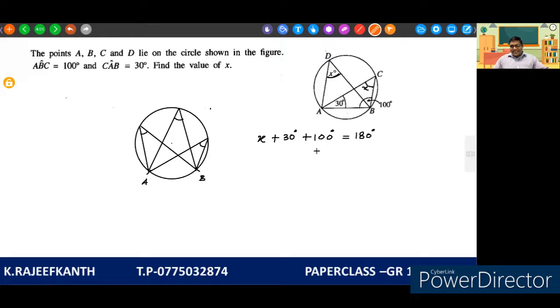Sum of interior angles of a triangle is 180 degrees. Then X plus 130 degrees is equal to 180 degrees. Then X is equal to 180 minus 130, that is 50 degrees. Then the value of X is equal to 50 degrees. The next one.